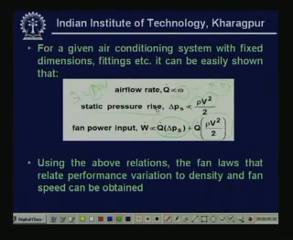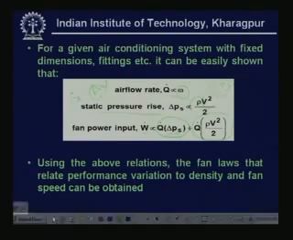So, these are the typical relations which relate the important performance parameters like air flow rate, static pressure and the power input to density and rotative speed. Now, using the above relations, the fan laws that relate performance variation to density and fan speed can be obtained. So, we use these three relations to arrive at the required fan laws.